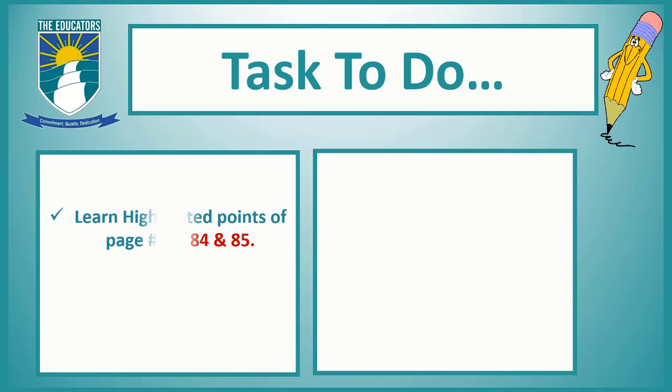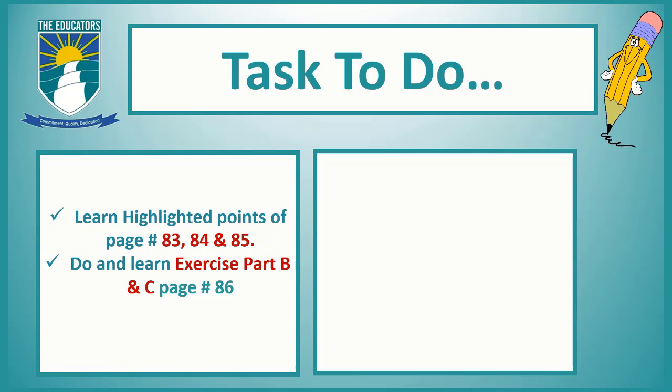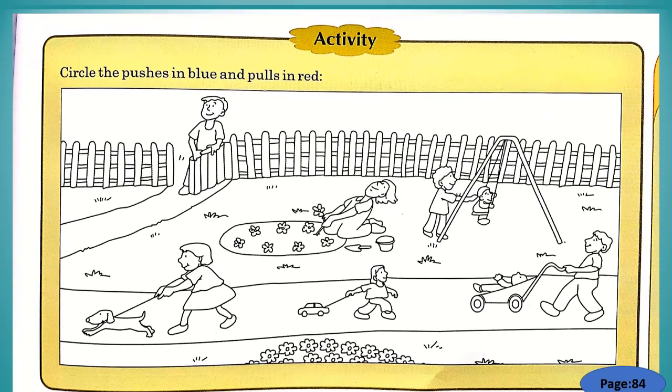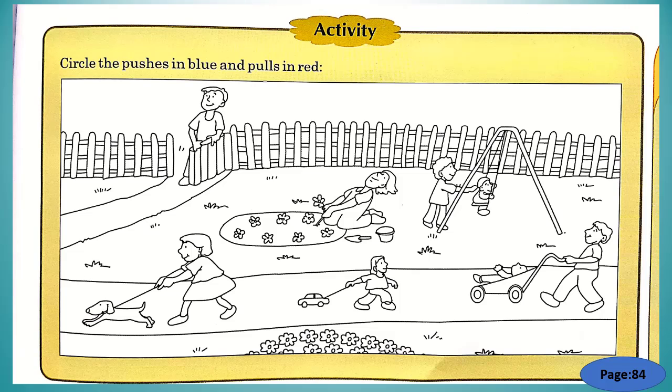The task which you have to do is learn the highlighted points of page number 83, 84 and 85. Do and learn exercise part B and C, page number 86. The second thing which you have to do is do the activity on page number 85 in your science book. So I hope you will complete your task efficiently. See this activity on page number 84 which you have to do by yourself. The activity is: circle the push in blue and pulls in red.